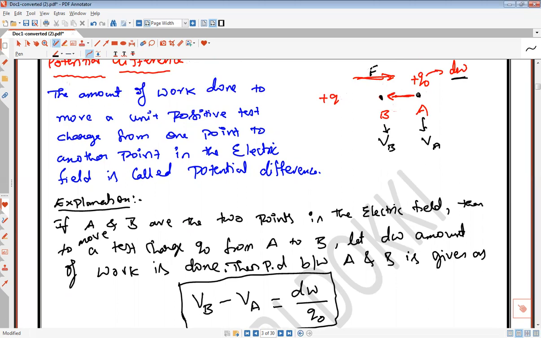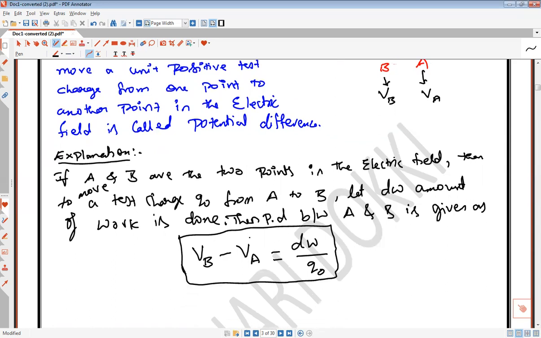Right? If we have moved the charge from point A to point B, the potential difference between A and B must be defined as VB minus VA, the potential at the final position minus the potential at the initial position. This is the potential difference between any two points in the electric field.